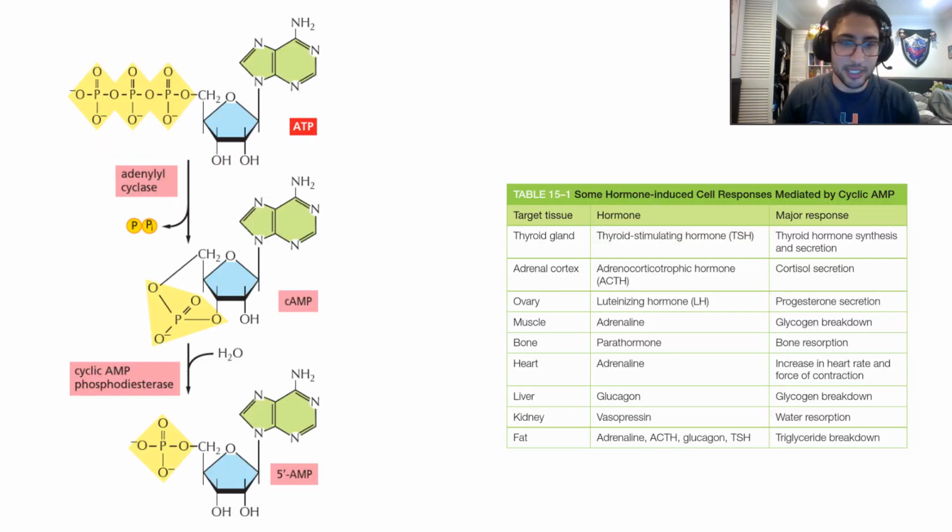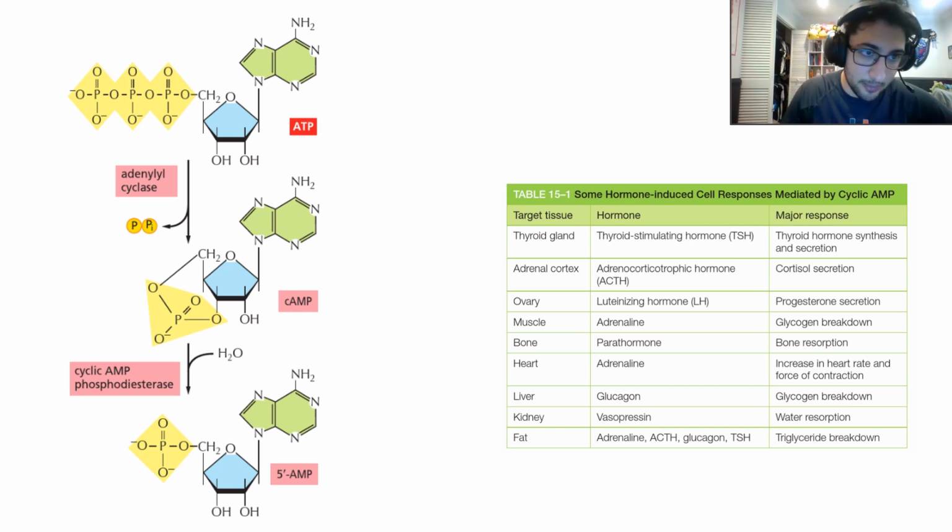Of particular interest to us when we talk about G stimulatory and G inhibitory, the GS and GI proteins, the most important effector that we need to discuss is cyclic AMP. Cyclic AMP is the prime second messenger for GS and GI signaling. ATP is usually present in the cytosol of the cell, and adenylyl cyclase is an enzyme that is going to convert ATP into cyclic AMP.